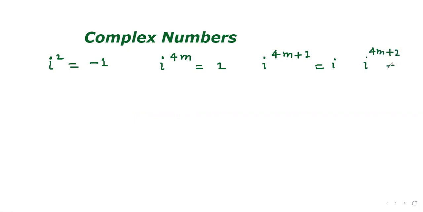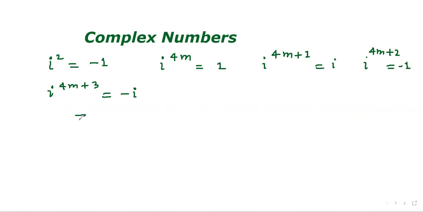Complex numbers. We are going to study some basics. Iota square equal to -1. Iota power 4m equal to 1. Iota power 4m plus 1 is iota. Iota power 4m plus 2 is -1. And iota power 4m plus 3 equal to minus iota, and m is any positive integer.